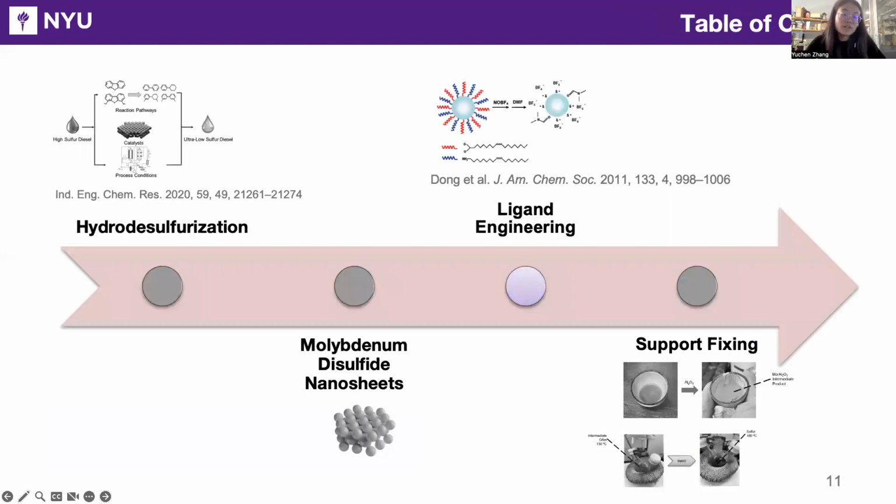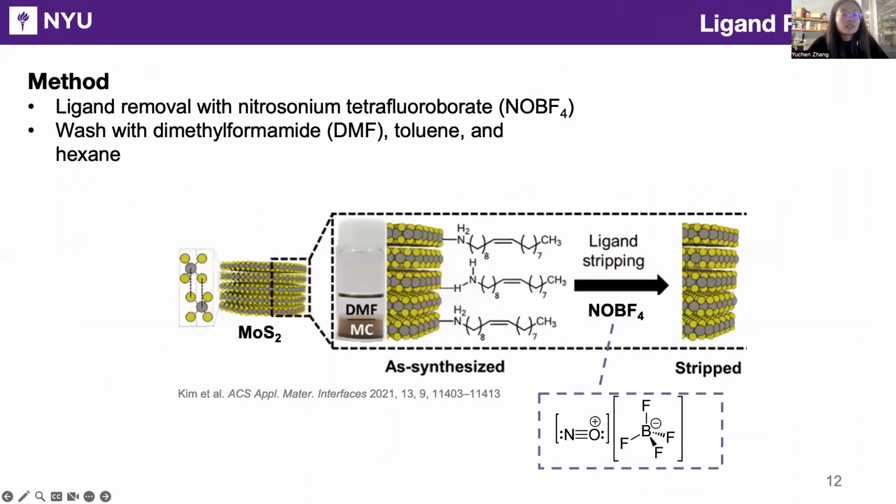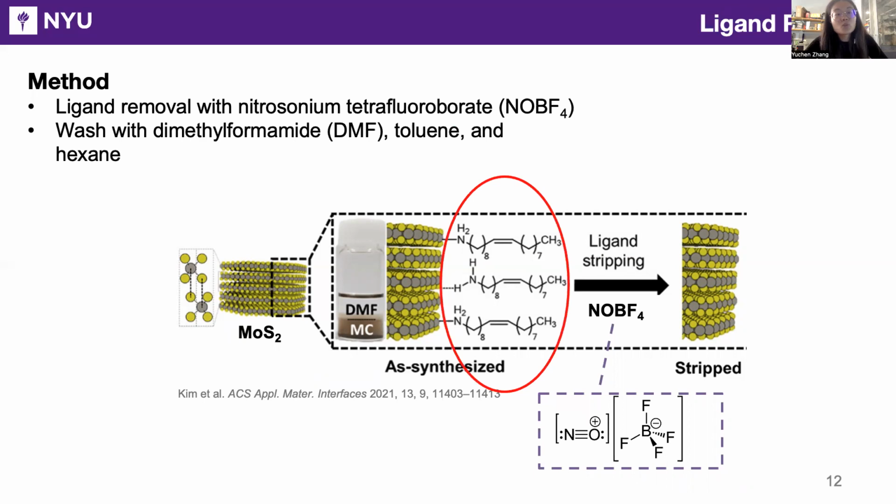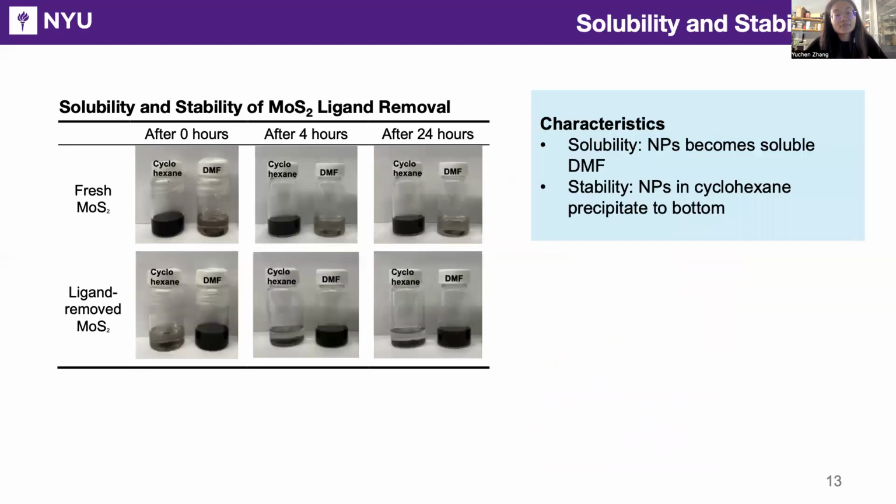Here we first did something called ligand engineering. An important step in ligand removal is to treat the nanoparticles with nitrosonium tetrafluoroborate, or NOBF4. Here is the structure of this compound, and by applying this compound, they can replace the original ligands and thus stabilize the nanoparticles in various hydrophilic and polar solvents. The resulting solution was then washed with DMF, toluene, and hexane.